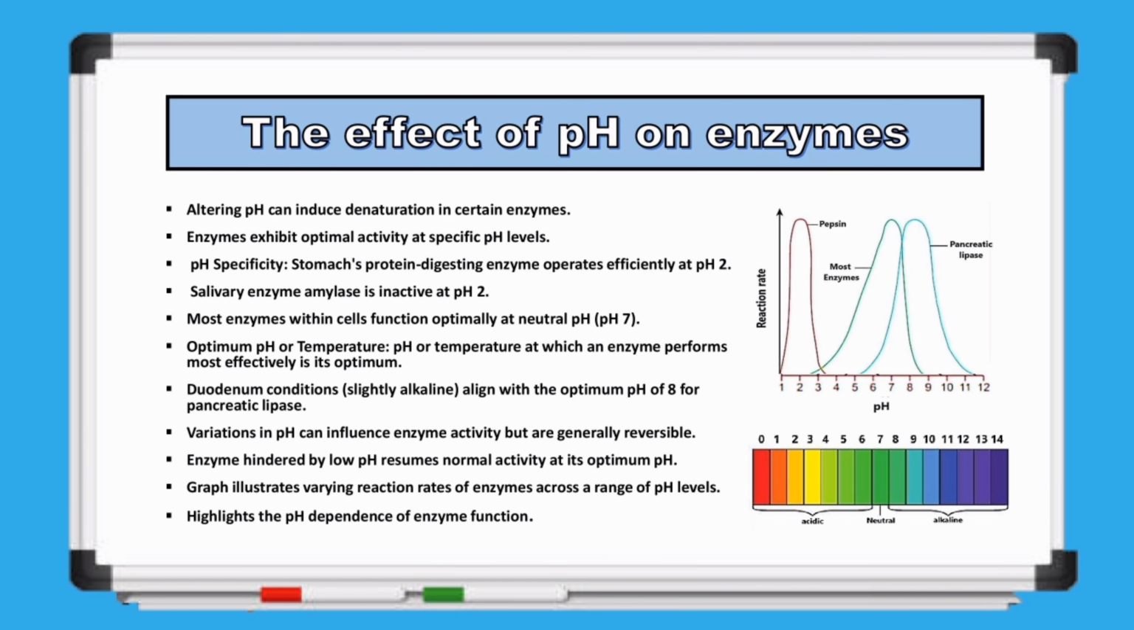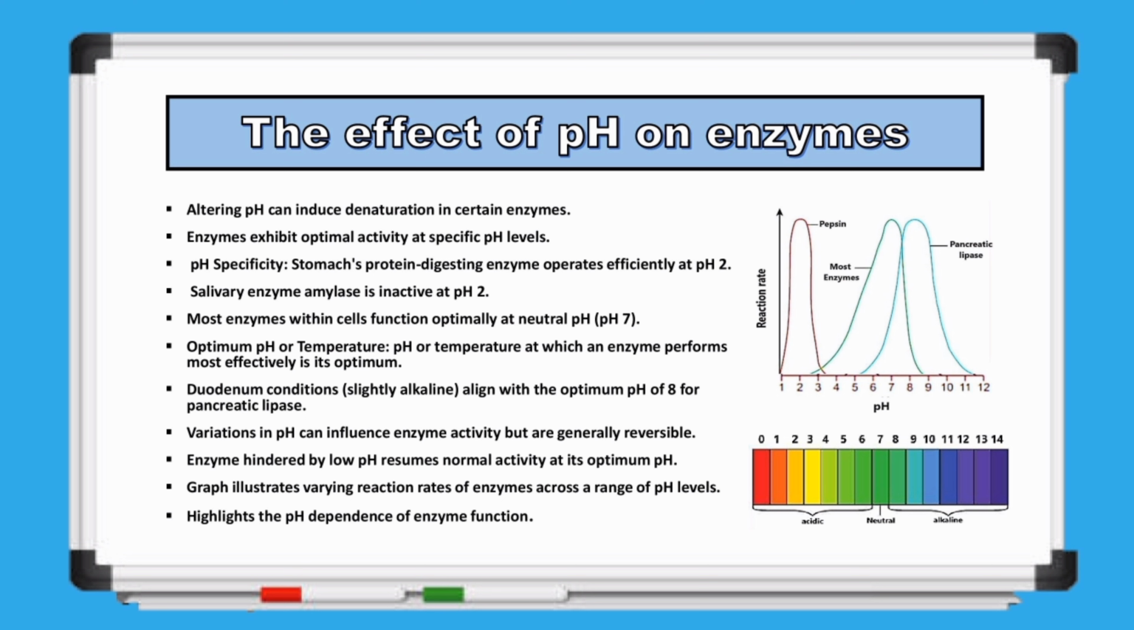Let's explore it a bit further. So, what exactly happens to enzymes when the pH changes? Well, altering the pH can sometimes cause denaturation, which is when an enzyme loses its proper shape and, as a result, stops working correctly. Remember, enzymes are very picky, they function best at a specific pH, known as their optimum pH. Different enzymes have different optimum pH values depending on where they work in the body.